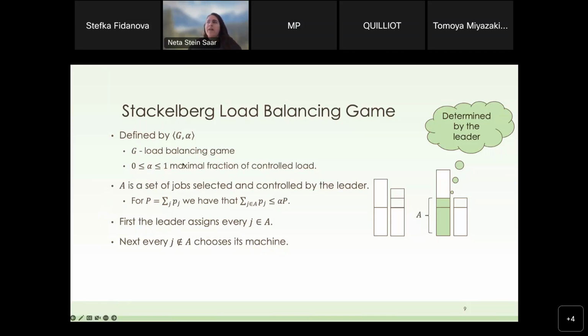We have the game defined by a pair (G, alpha), where G is a load balancing game as we showed earlier, and alpha is the maximal fraction of controlled load. A is the set of jobs that the leader selects and controls, meaning that the sum of the load in the group A is at most alpha P. So the game works in a way that first the leader assigns all the jobs in the group A, and next every job that is a selfish player, which is not in the group A, chooses its own machine.